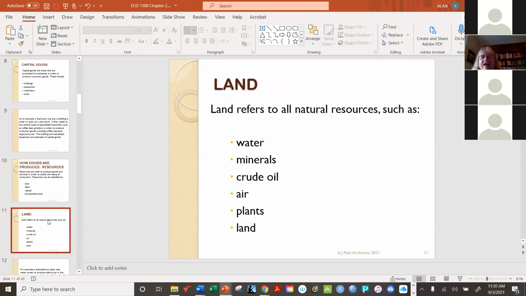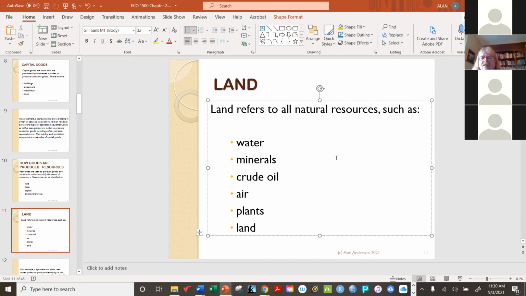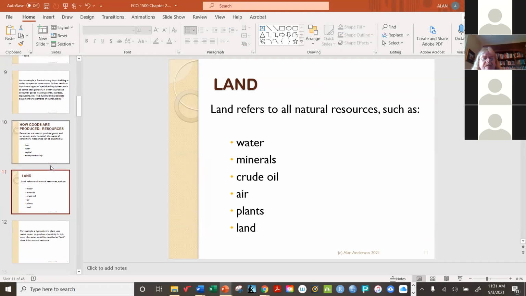Now, land is actually used in a more general sense than just physical land. It refers to all natural resources like water, minerals, crude oil, air, plants, and actual land too. You have to have some of these to make most products, maybe more so than we realize. So that's one of the key resources that we can use to produce products.